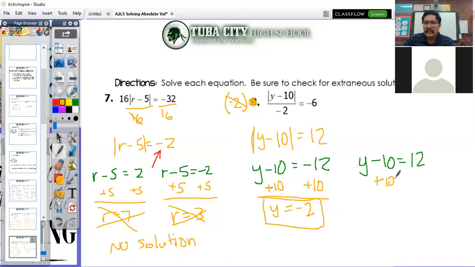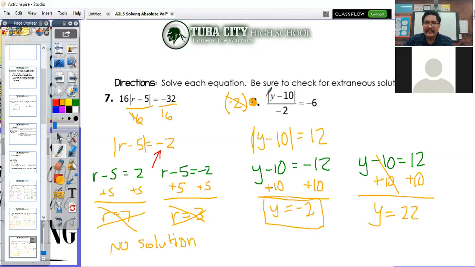Add 10 to both sides because I do want that 10 to be gone. By the way, don't ever speak like me. I do that just to mess with people.